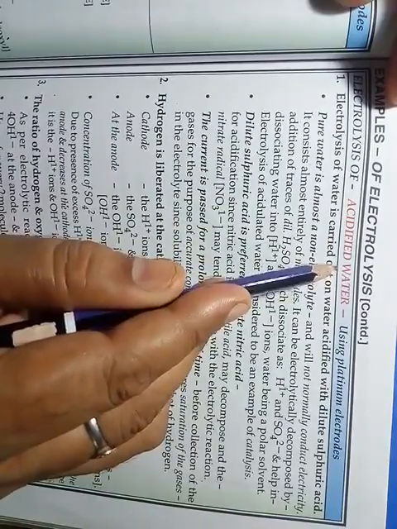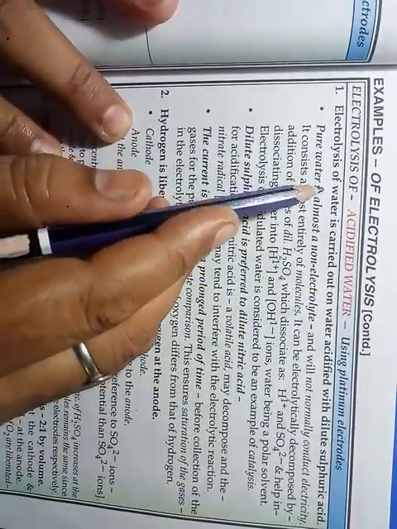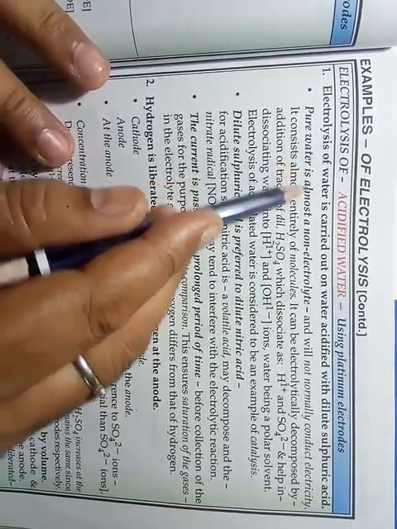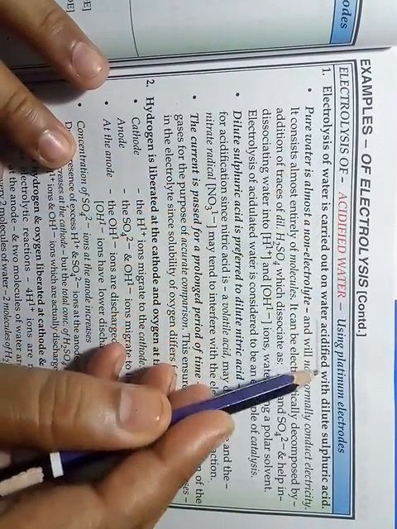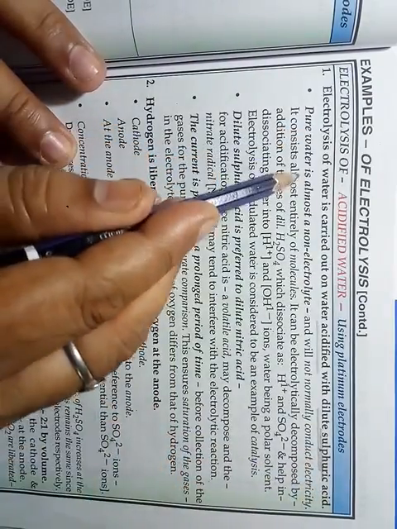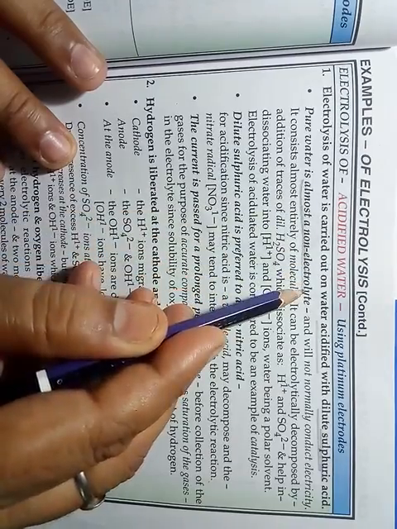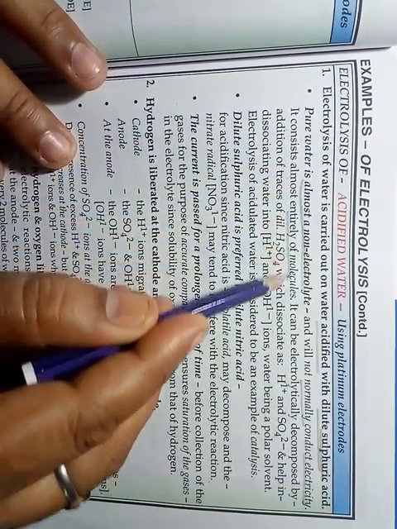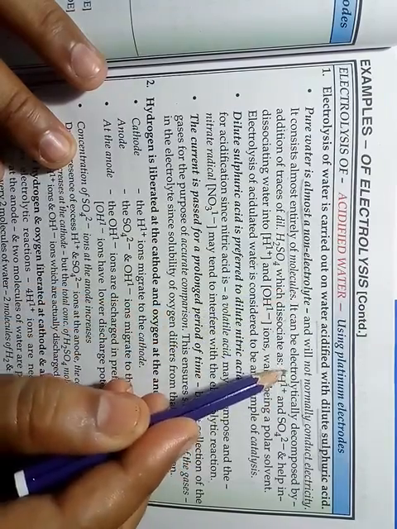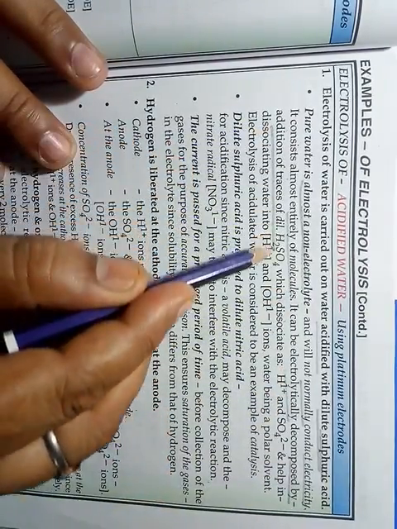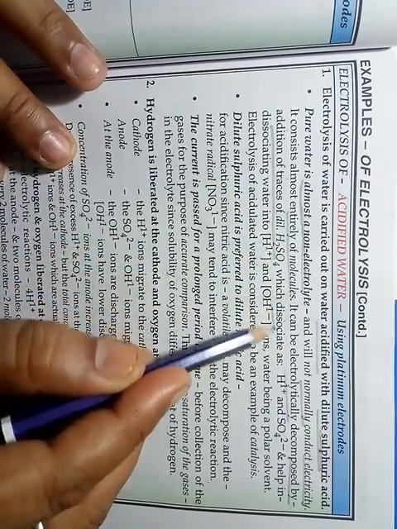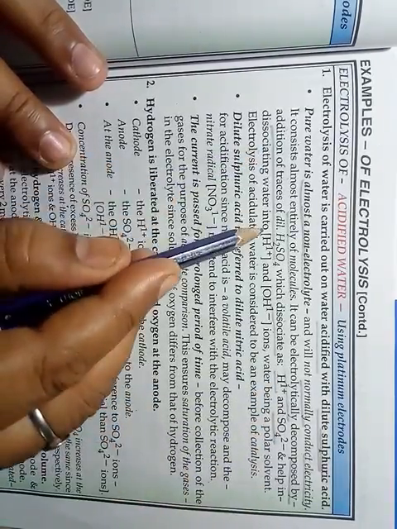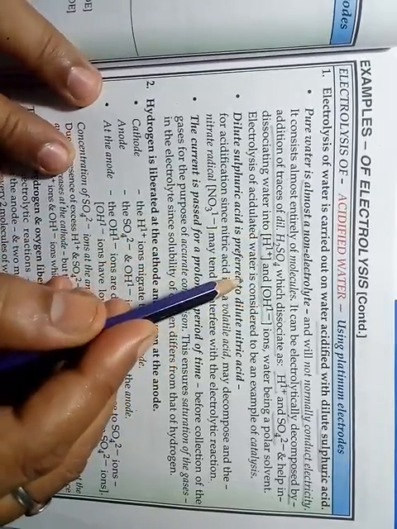Electrolysis of acidulated or acidified water. Electrolysis of water is carried out on water acidified with dilute sulfuric acid. Pure water is almost a non-electrolyte and will not normally conduct electricity. It consists almost entirely of molecules. So it can be electrolytically decomposed by the addition of traces of dilute H2SO4, which dissociates as H plus ion and SO4 2 minus ion. This helps in dissociating water into H plus and OH minus ions.